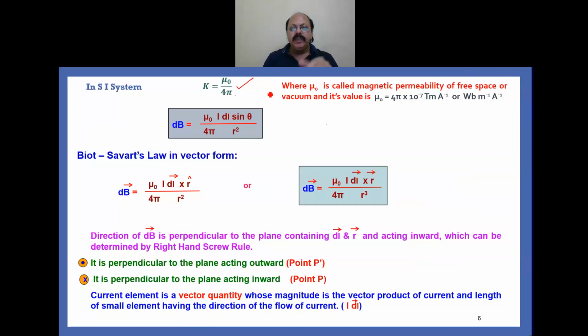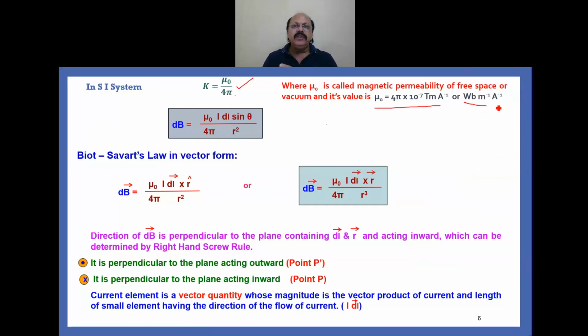Its value in free space or vacuum is given by mu naught equal to 4 pi into 10 to the power minus 7 Tesla meter per ampere. Tesla is the unit of magnetic field. Similarly, we can also write another unit, Weber per meter per ampere.